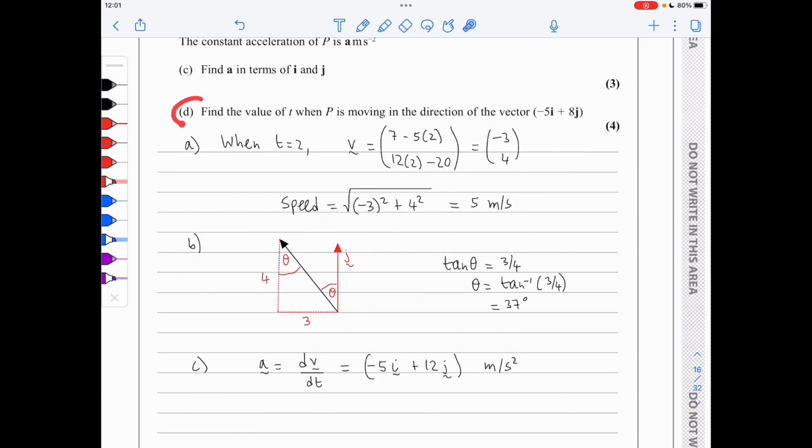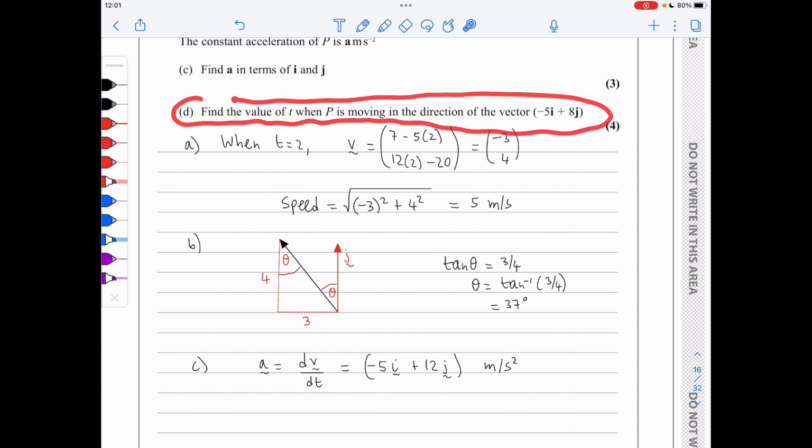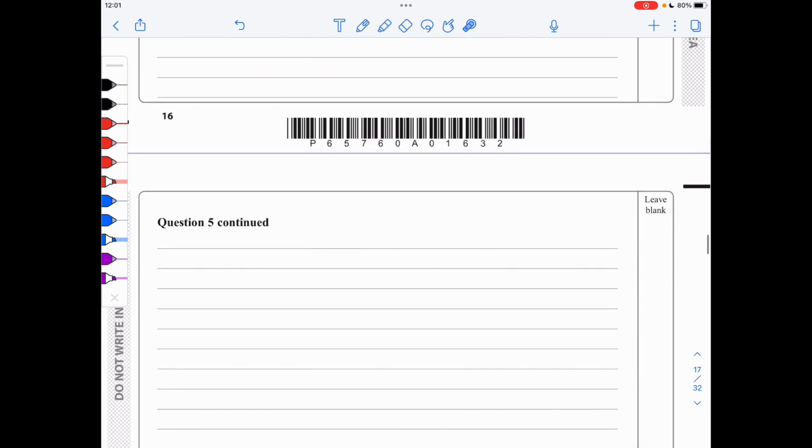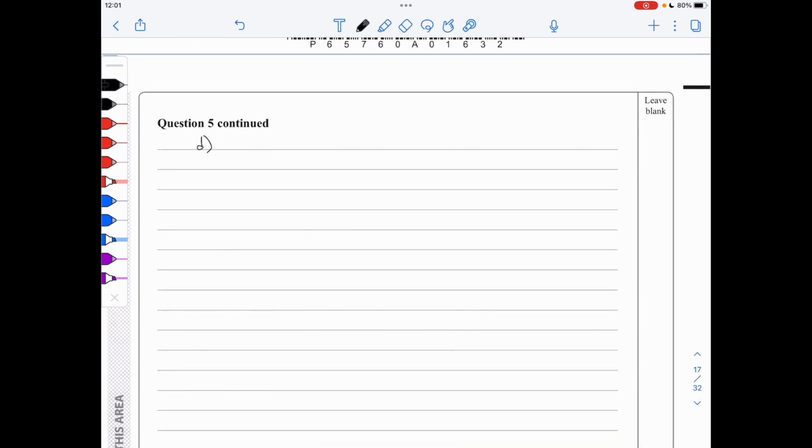And finally, in D, we need to find the value of t when P is moving in the direction of the vector minus 5i plus 8j. So if P is moving in this direction, it means that the velocity at this time is parallel to this vector. So essentially, we've got the vector minus 5, 8, which is parallel to the velocity vector, which in general form is 7 minus 5t, 12t minus 20. So these two vectors are parallel. It means that the ratio of the i components and the j components is the same.